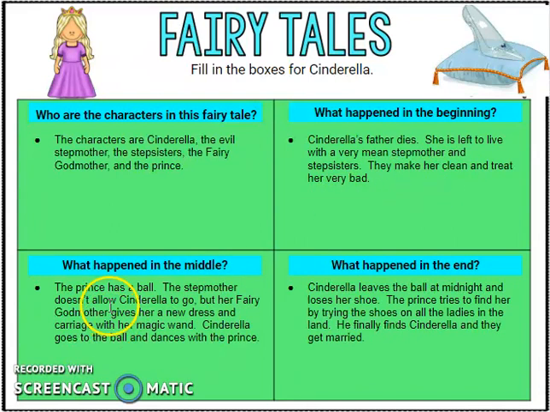What happened in the middle? Well, the prince has a ball. The stepmother doesn't allow Cinderella to go, but her fairy godmother gives her a new dress and a carriage with her magic wand. Cinderella goes to the ball and dances with the prince.